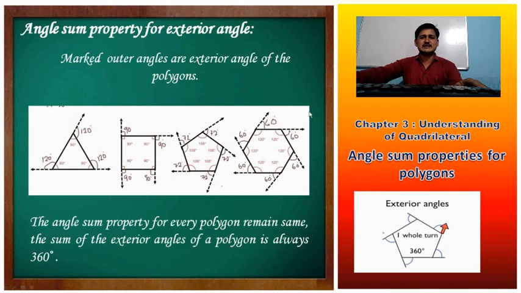For all these cases, the sum of the exterior angles will always be 360 degrees. Whether it is a triangle, quadrilateral, pentagon, hexagon, whatever polygon it is, the sum of the exterior angles will be 360 degrees in all the cases. So keep it in your mind: the sum of the interior angles of a polygon we can find by using the given formula, and the sum of the exterior angles of a polygon always remains 360 degrees.